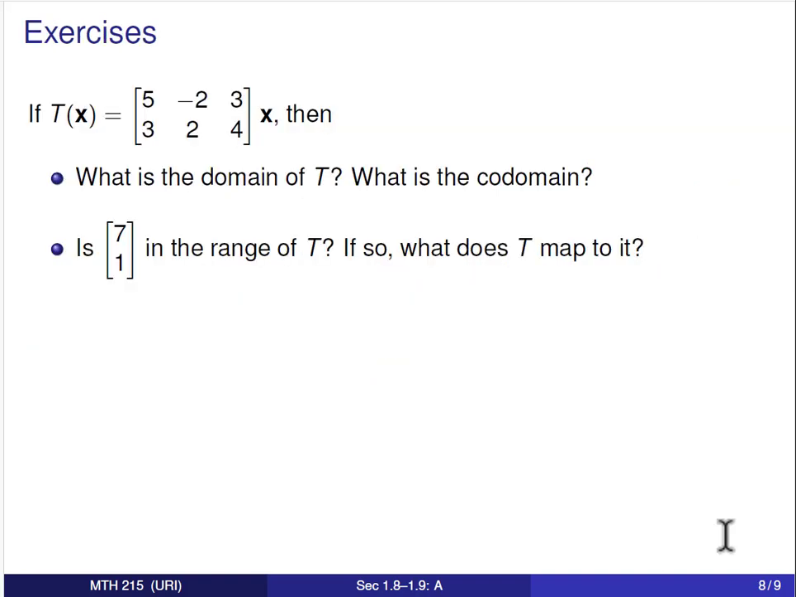Let's go to an exercise. Let's suppose that T of x is defined by this matrix times x. Let's see if we can answer first the domain and the codomain of this function, and then we'll move on to the second question. So, to talk about the domain of T, we want to look at which values are allowed to be plugged in for x. What kind of vector can x be? And as you take a look at what would have to happen in order for you to do matrix multiplication, you'll see that because there are 3 columns here, we're going to need to have 3 rows in x. And so the domain of T will be R3.